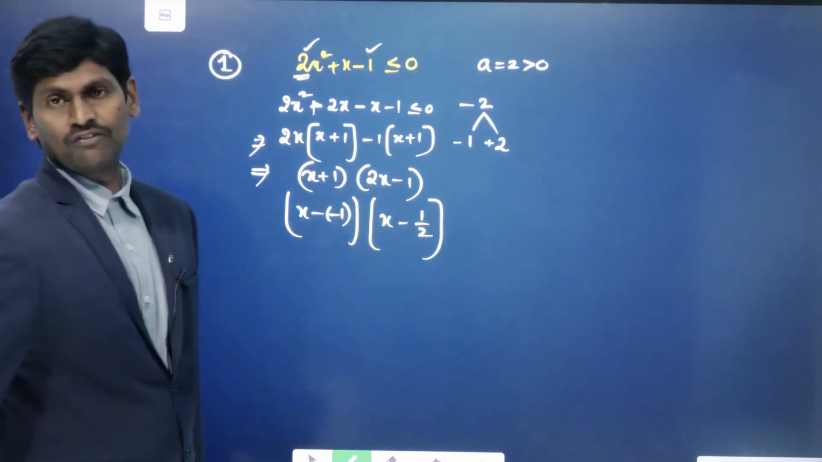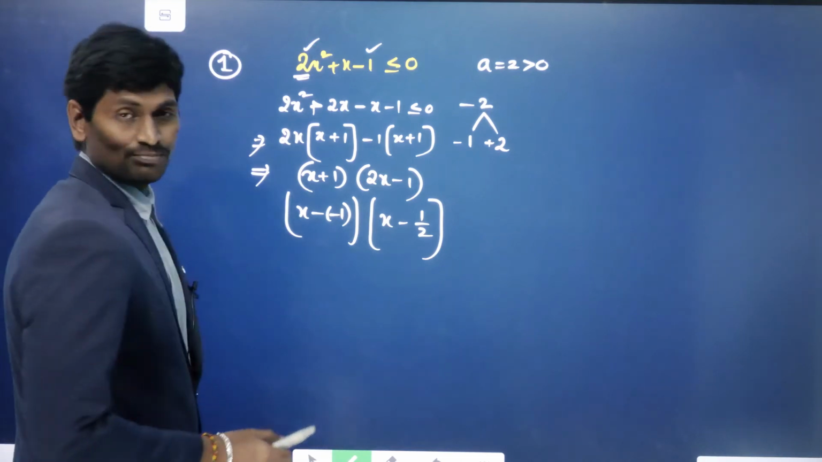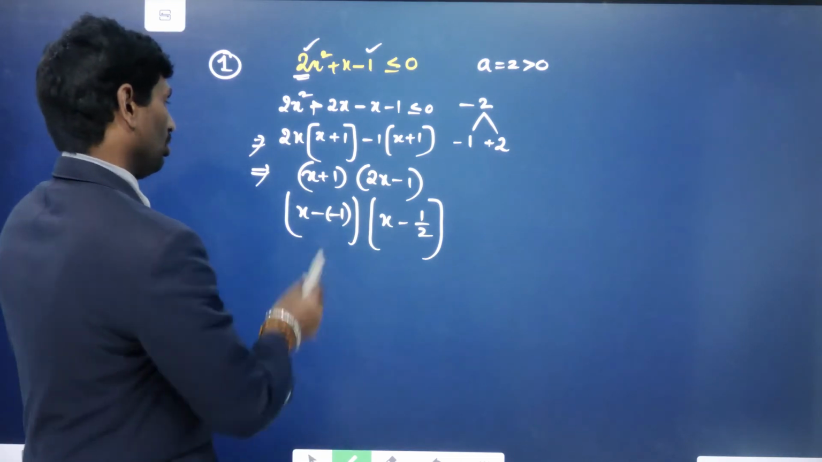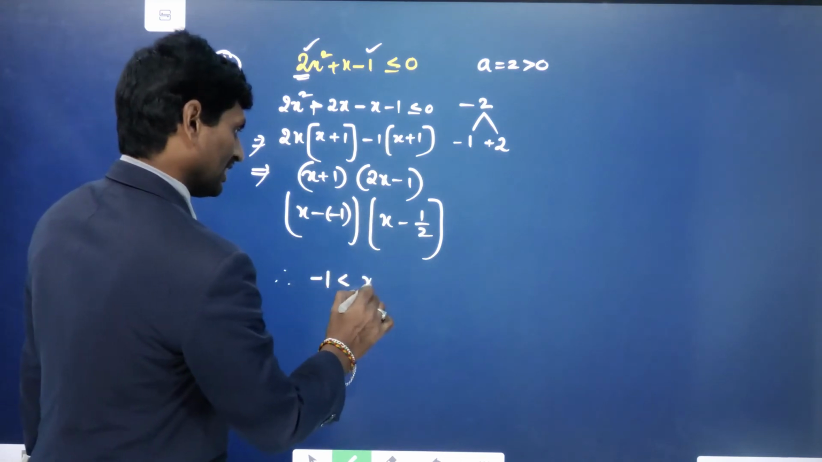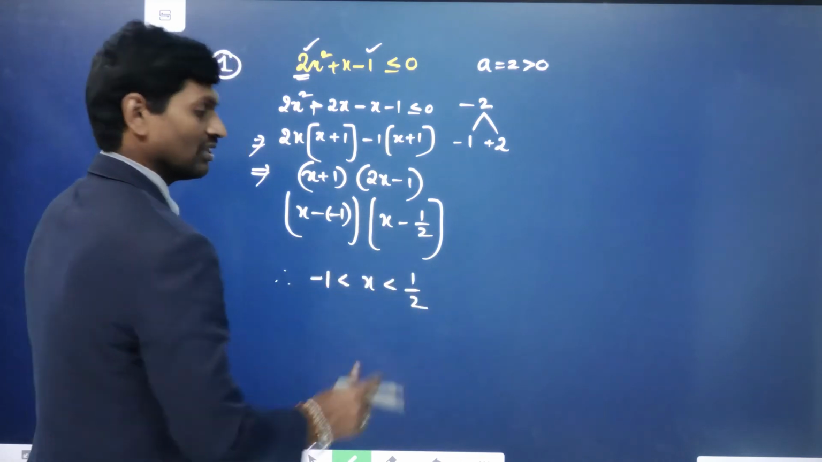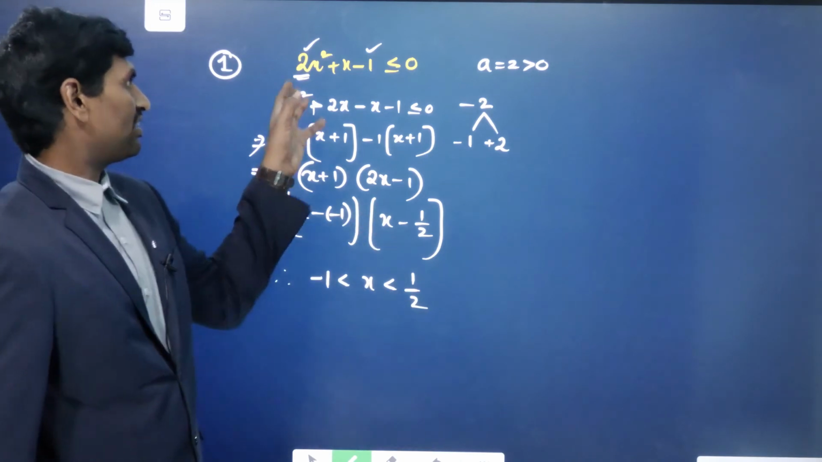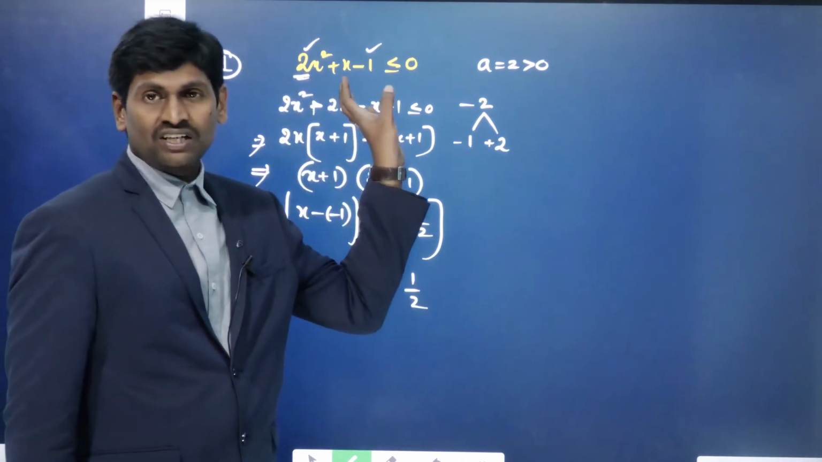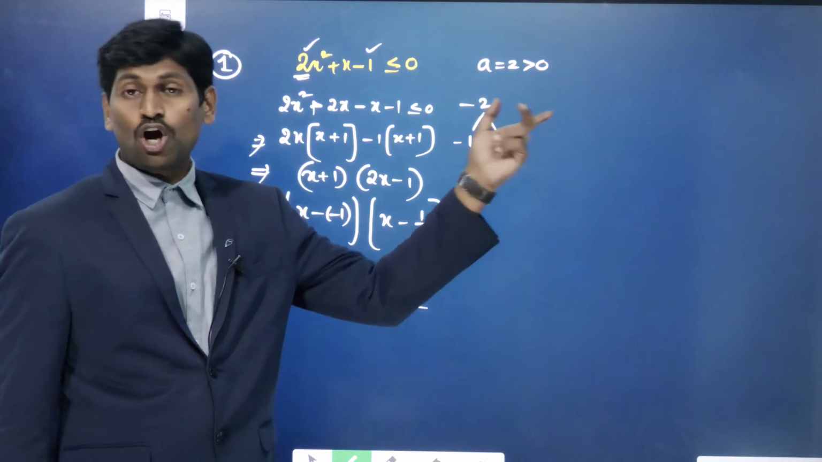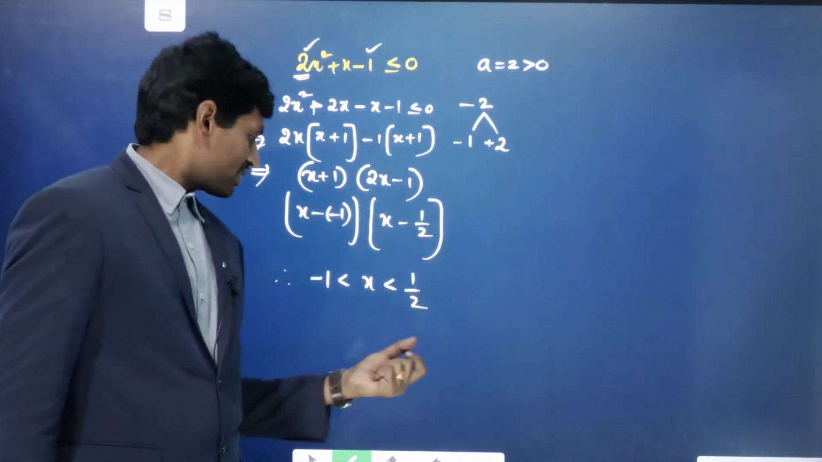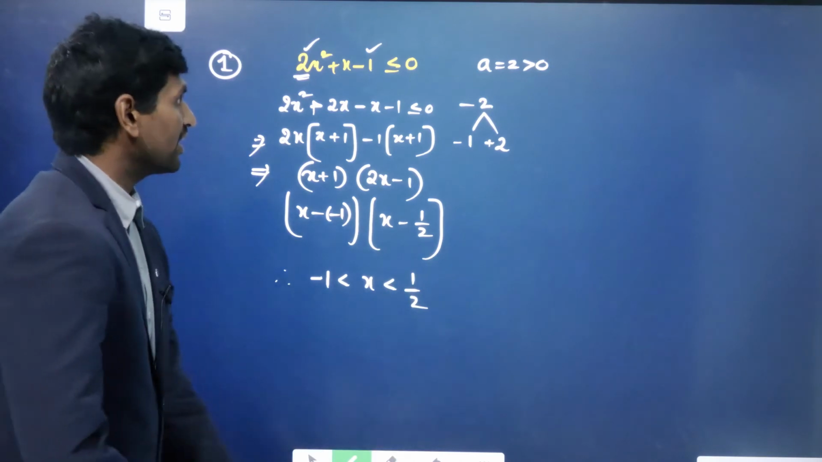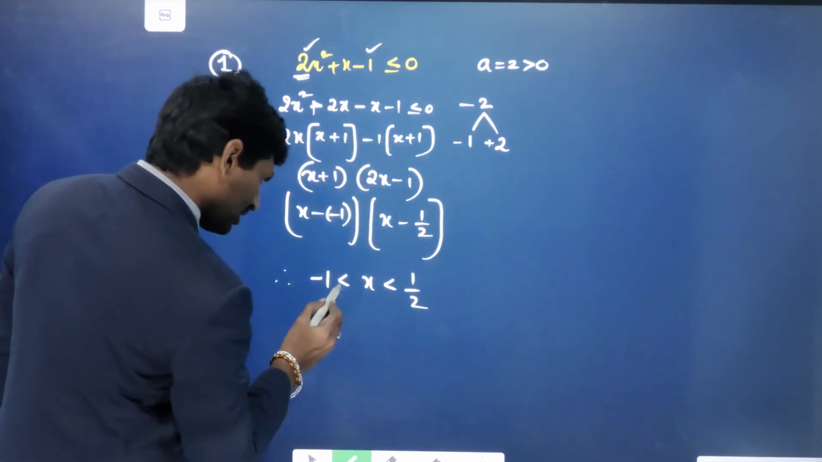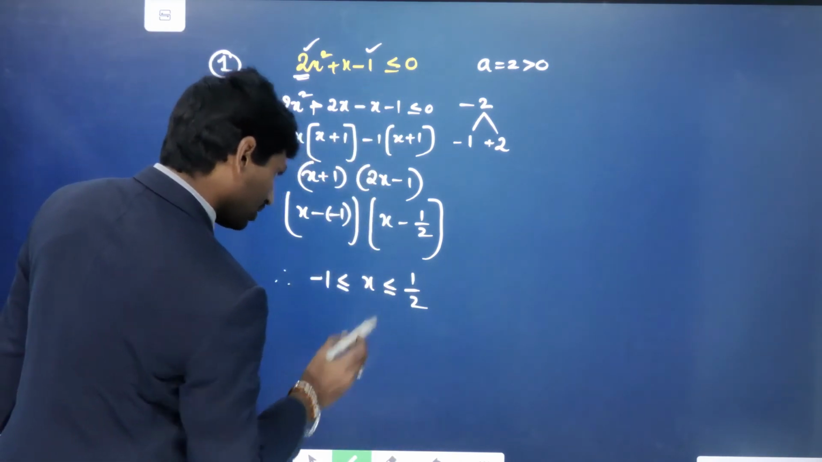So minus 1 and 1 by 2. Which is smaller, 1 by 2 or minus 1? Obviously minus 1. Therefore the solution is minus 1 less than x less than 1 by 2. Because if the entire expression and the x square coefficient have opposite signs, the x value lies exactly between alpha and beta. But here less than or equal to symbol is given, so we have to keep or equal to also here.